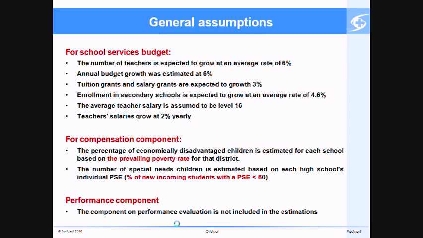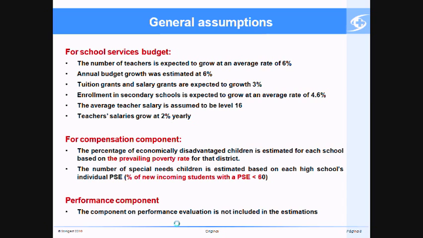Some general assumptions. First, for school services budget, the number of teachers is expected to grow at a rate of about 6%. Second, the annual budget growth was estimated at 6%. Third, tuition grants and salaries are expected to grow at 3%. Fourth, enrollment in secondary schools is expected to grow at an average rate of 4.6%.